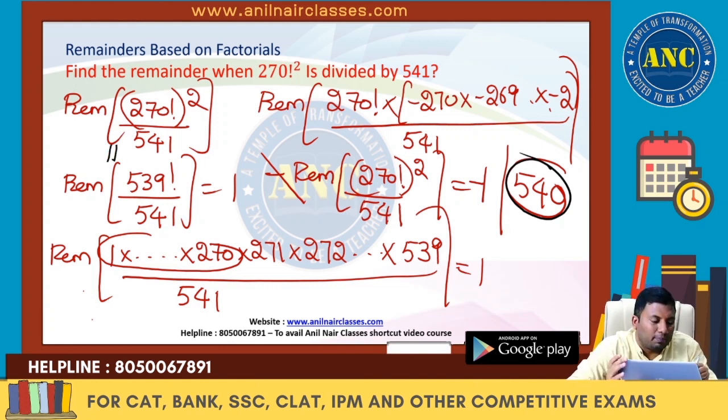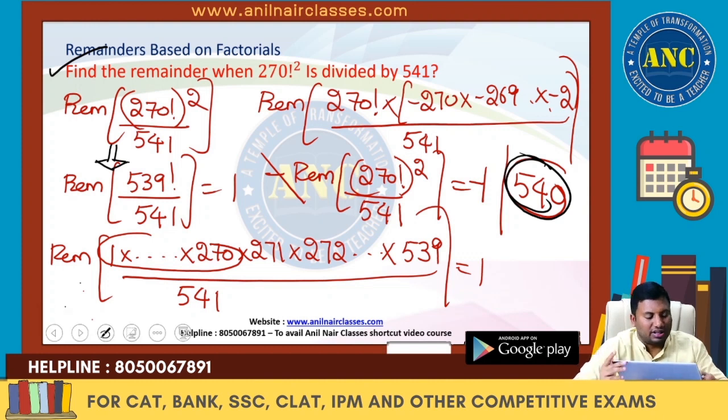First, we are doing P minus 2 factorial divided by P is 1. From there, we are trying to find out the squares. Answer is 540. This question and the previous two questions are of the same model. I hope the idea is clear.